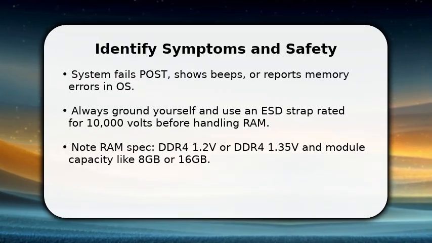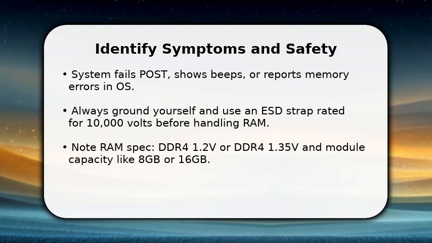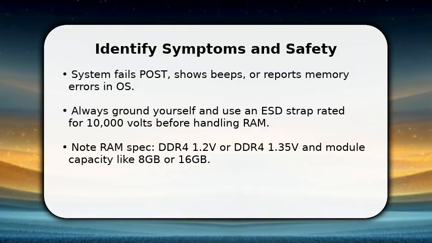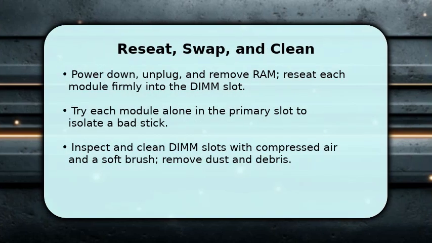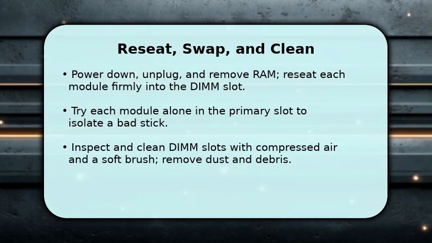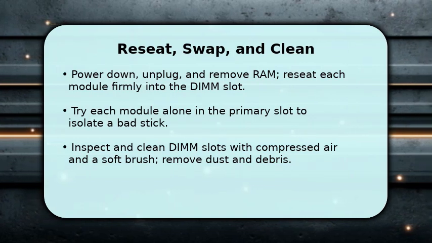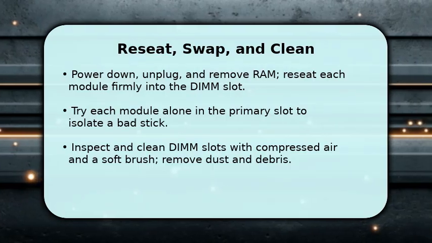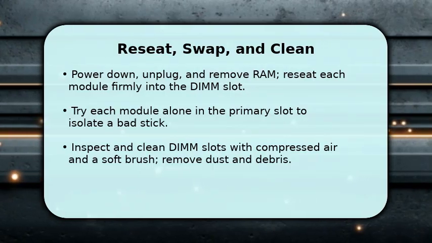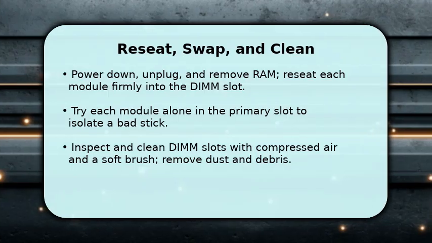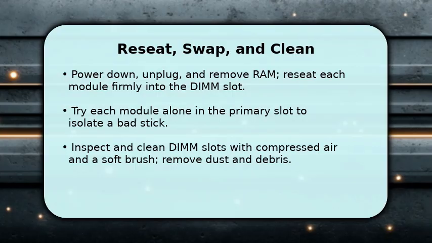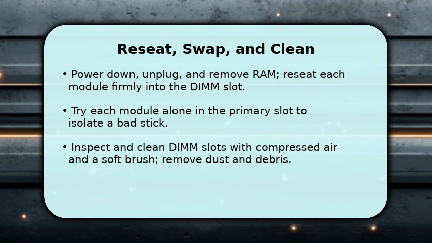Record module labels including DDR4 1.2V or DDR4 1.35V, and capacities like 8 GB. With power removed and grounded, release the retention clips and remove each RAM stick. Inspect gold contacts for oxidation and reseat each module firmly until clips click. Test by inserting one module at a time into the primary DIMM slot to isolate a bad stick and boot. Repeat for every stick and slot combination.